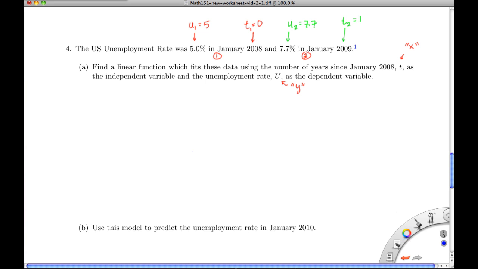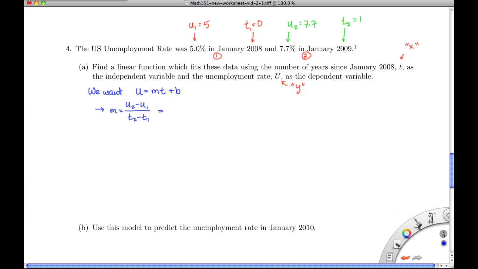Okay, so given those 2 points, we want a linear function for this. So maybe it's going to look something like this: u is equal to m times t plus b. This is just a slightly different version of slope-intercept form, except instead of x's and y's, we have u's and t's. But it's still the same process. The first thing that we need is the slope. So to find m, this is going to be the difference in our dependent variable divided by the difference between our independent variable, just like our x's and y's.